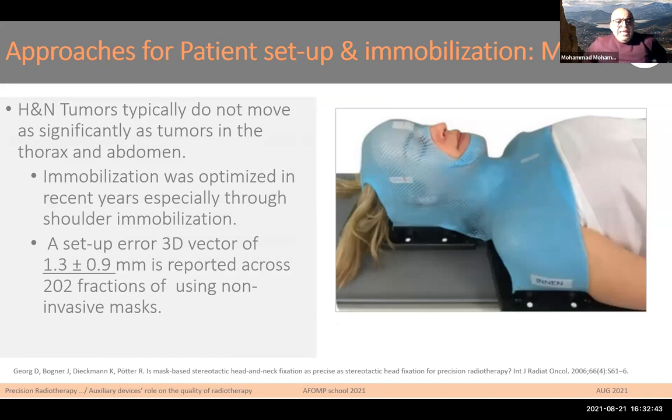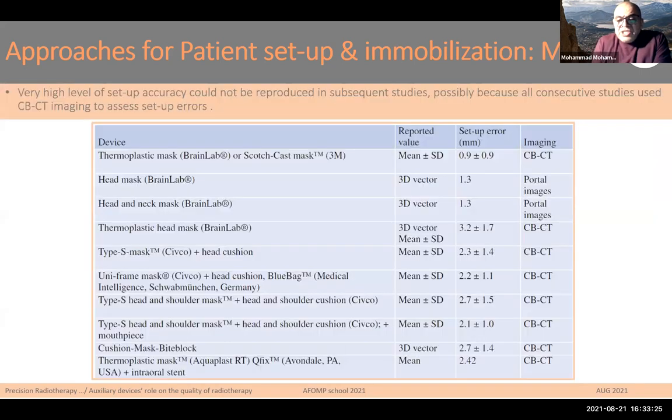For masks, head and neck tumors typically do not move significantly and we can easily immobilize using thermoplast masks. But at the moment they have found that changes in rotation and some misalignment may change the results, and shoulder immobilization should also be included. You can see that the setup error with the newly developed thermoplast is around 1.3 millimeter, or just sub-millimeter standard deviation, which is a really great achievement.